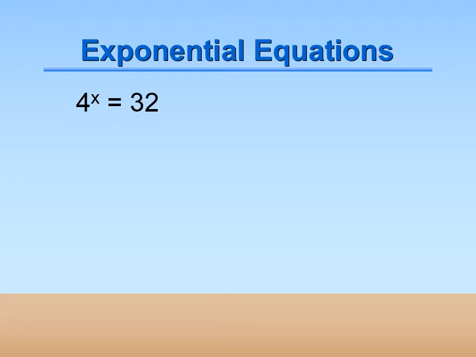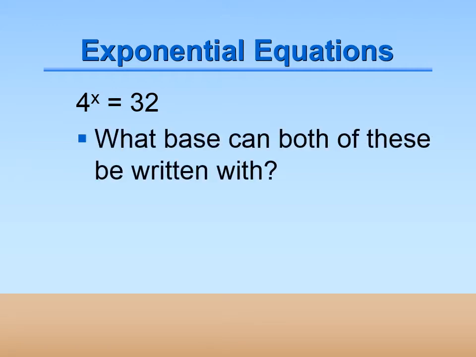Let's try this one. 4 to the x equals 32. So here comes the problem. 32 cannot be rewritten as 4 to some power. That's an issue. So what base can both of these be written in? Well, 32 can't be written with a base of 4, but 32 can be written as a base of 2. And 4 can also be written as a base of 2. So now we're going to rewrite both bases, and both bases are going to now become 2.